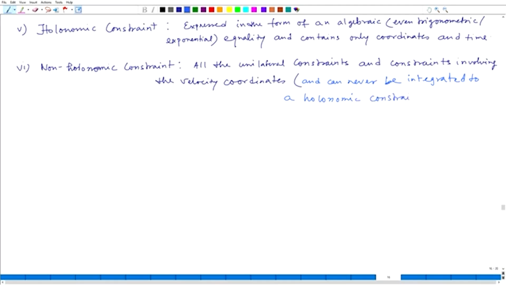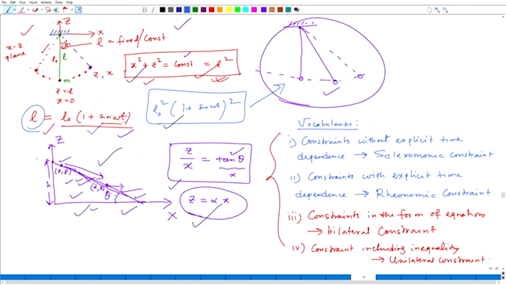What is the meaning of the last sentence? I am coming to that. For example, I say that for the movement of a particle in this inclined plane where there is no corrosion or no landslide, I know z is equal to alpha x, but of course I can equivalently say that z dot equal to alpha x dot, but this is an equality, this is without any explicit appearance of time, but this is a constant where only you can see velocity coordinates are appearing. There is no position coordinate, no time.